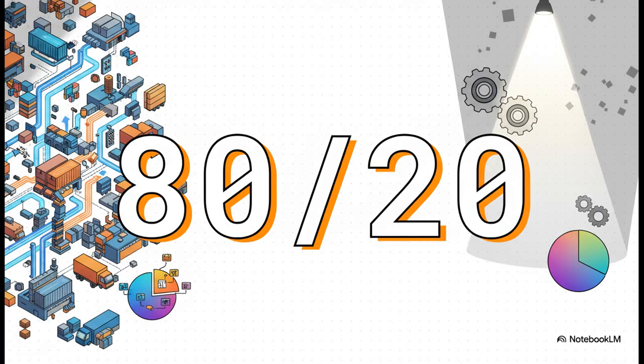So while the theory of constraints helps us find that single weakest link, our next theory helps us prioritize, well, everything else. You've almost definitely heard of it. It's the 80-20 rule, also known as the Pareto Principle. And it's a simple but really profound idea. Focus on the vital few, not the trivial many.